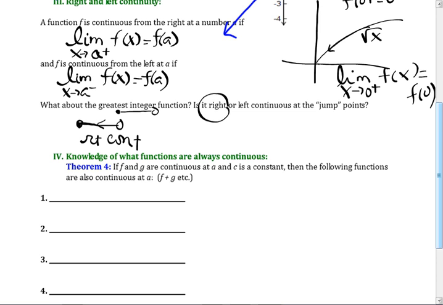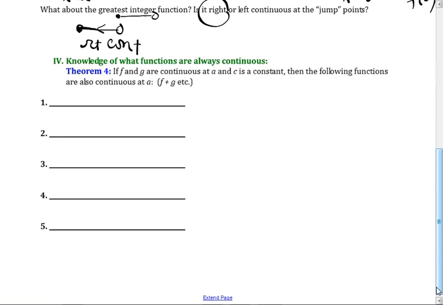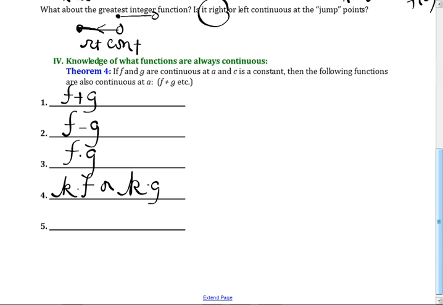Okay, really quick theorem. If you have two functions that are continuous, f and g, what do you think happens if you add them? Do you think it stays continuous? Sure, why not? What if you subtract them? What if you multiply them? So if you do operations with your functions that are continuous, the result's continuous. What if you multiply by a constant, some k times f, or k times g? If you take a continuous function and multiply it by a number, do you think that changes it? No.